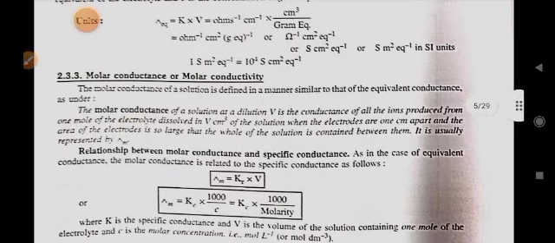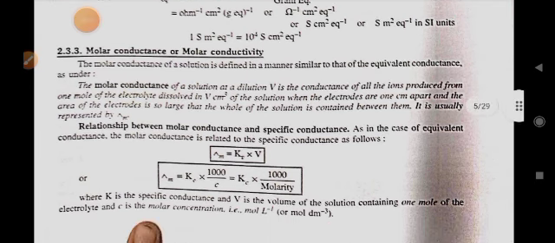Molar conductance, or molar conductivity. The molar conductance of a solution is defined in a manner similar to that of the equivalent conductance, as follows. The molar conductance of a solution at a dilution V is the conductance of all the ions produced from 1 mole of the electrolyte dissolved in V cm³ of the solution, when the electrodes are 1 centimeter apart and the area of the electrodes is so large that the whole of the solution is contained between them. It is usually represented by lambda m.